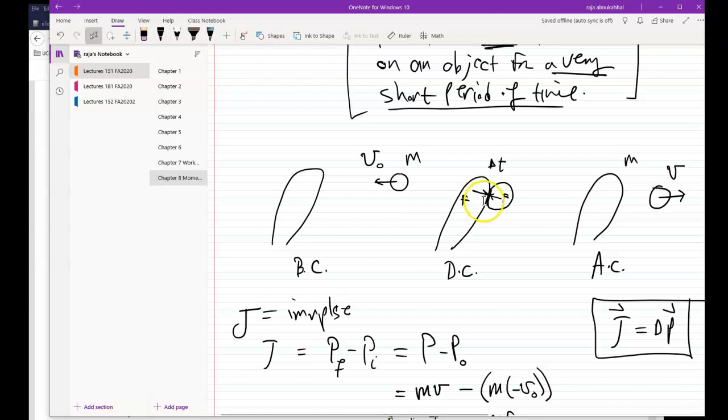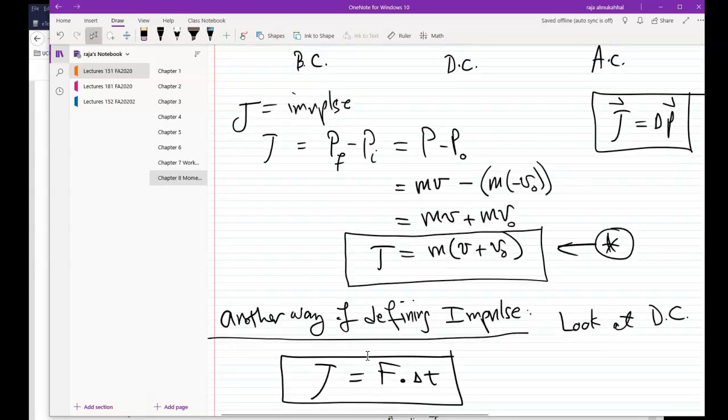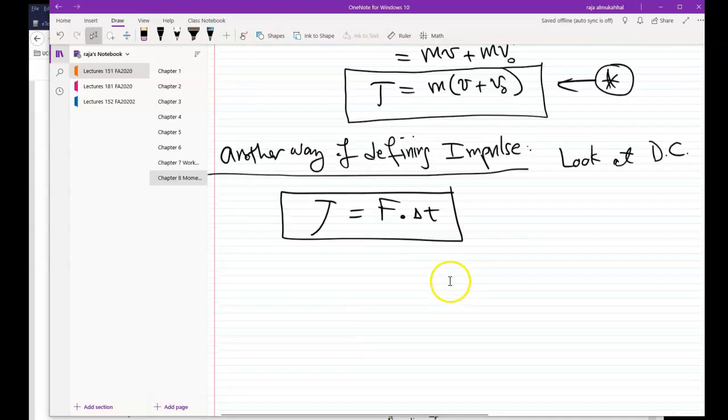That force that is exerted there is a huge force, very, very big, times the time of contact, which is a really short time, a fraction of a second. Those two multiplied together also give you the impulse, and it happens that it's exactly equal to the difference between the two momenta, final and initial. Okay? So those are the two definitions of the impulse.